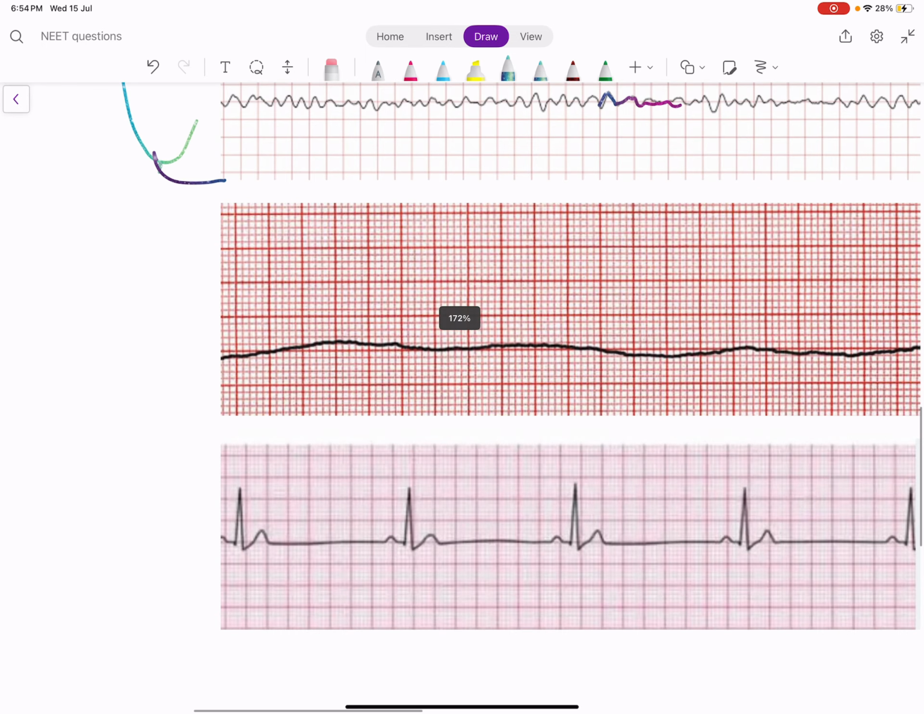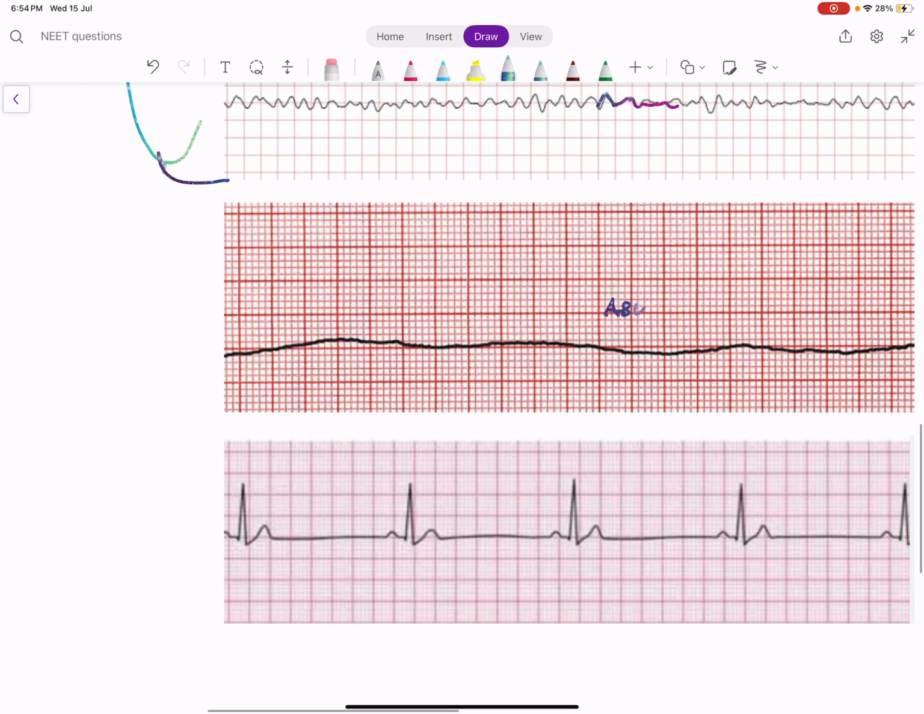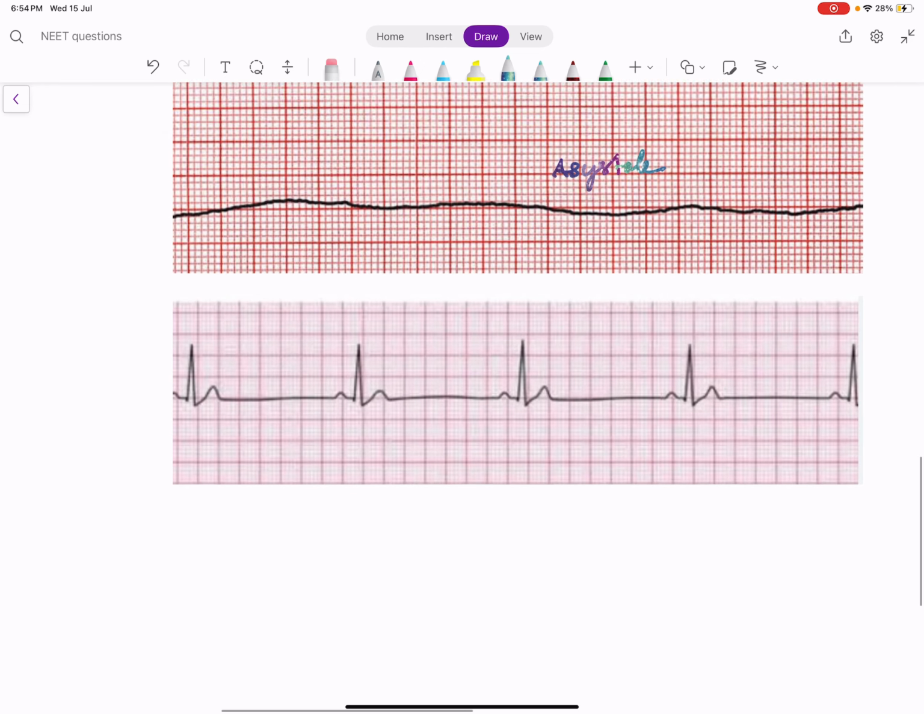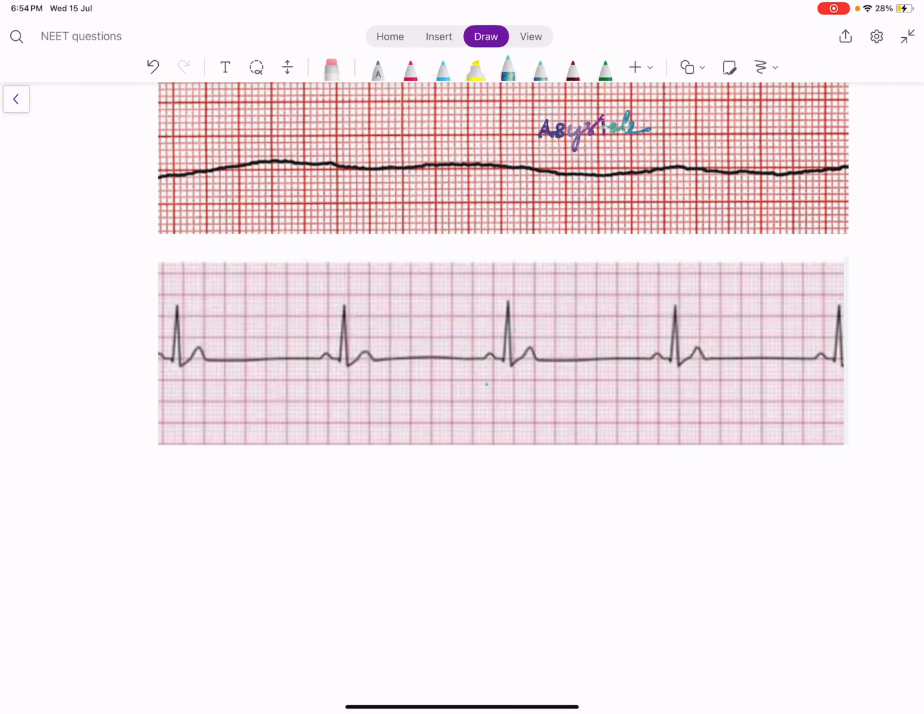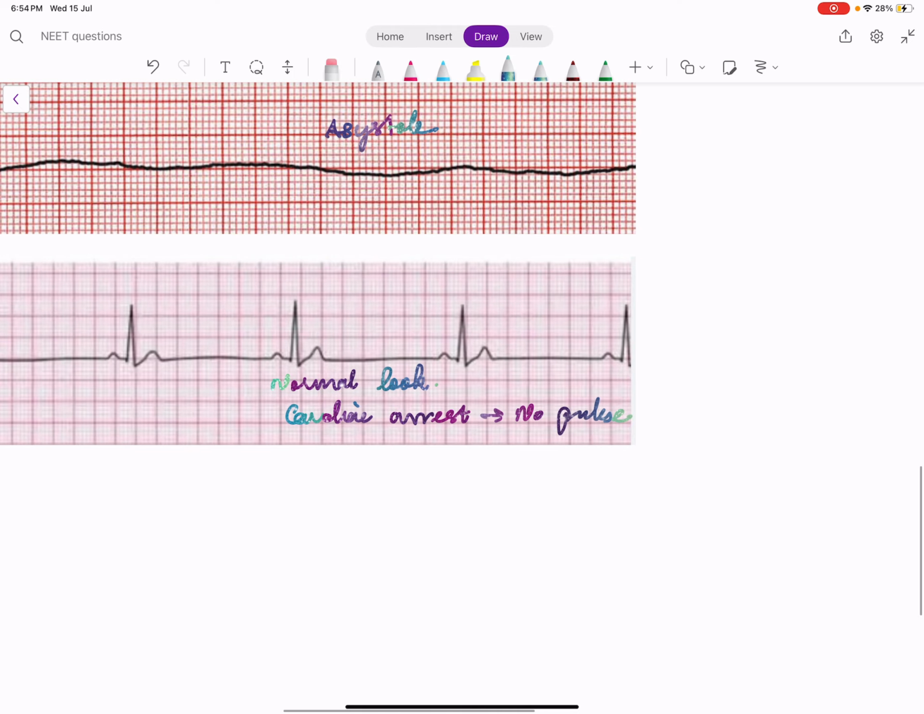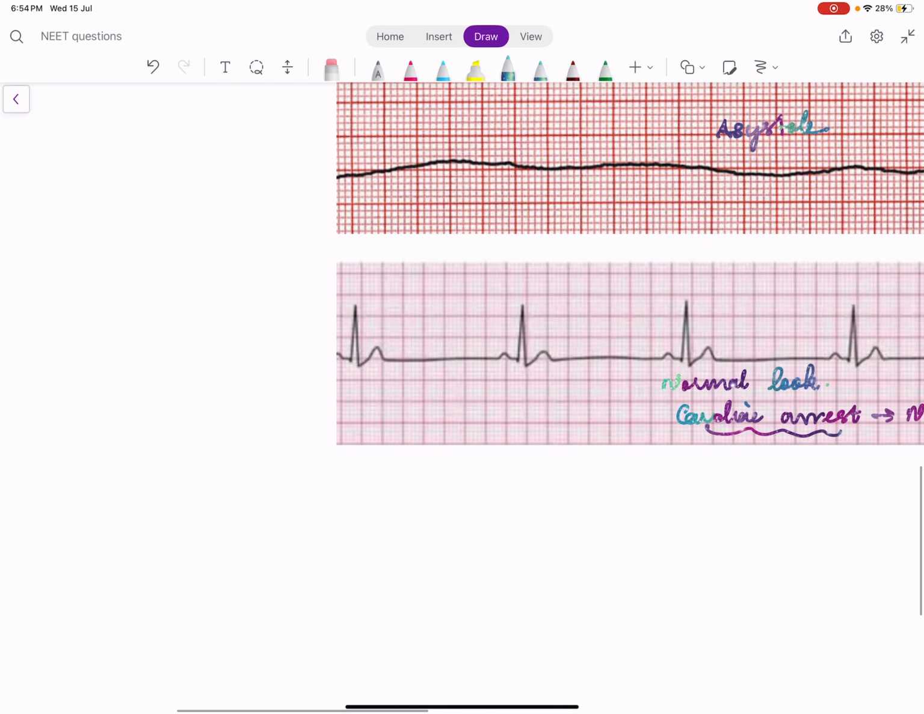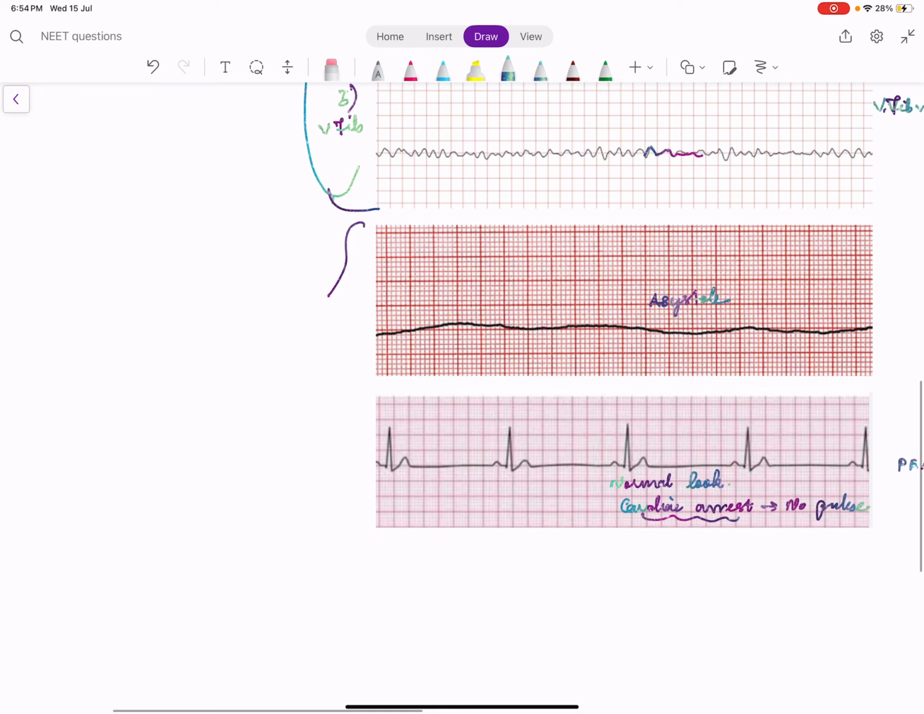Whereas, see these two ECGs. There is no wave, so this is called asystole. What about this ECG? This may look normal. The ECG looks normal, but I told you this is an ECG taken in the setting of a cardiac arrest. So the patient does not have a pulse. If you are seeing the ECG monitor, the patient is having a normal ECG, then also it's a cardiac arrest rhythm. It is called pulseless electrical activity.